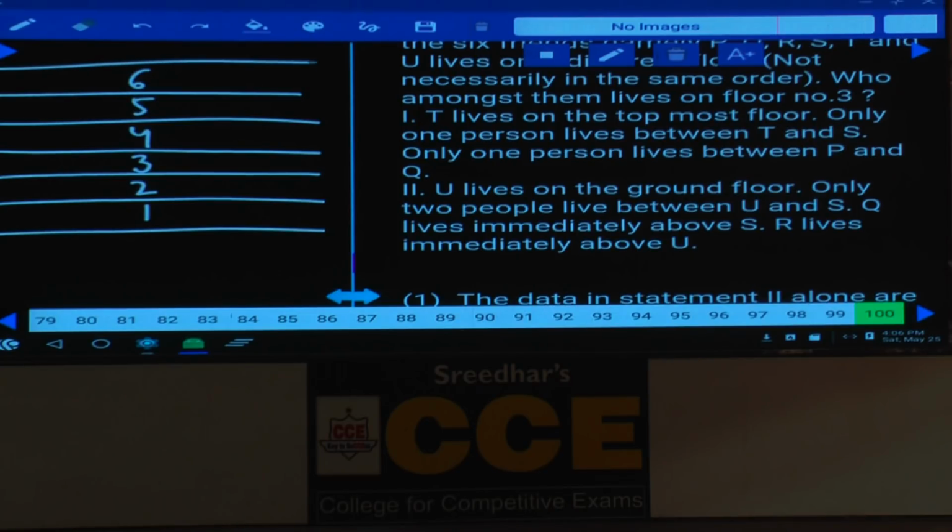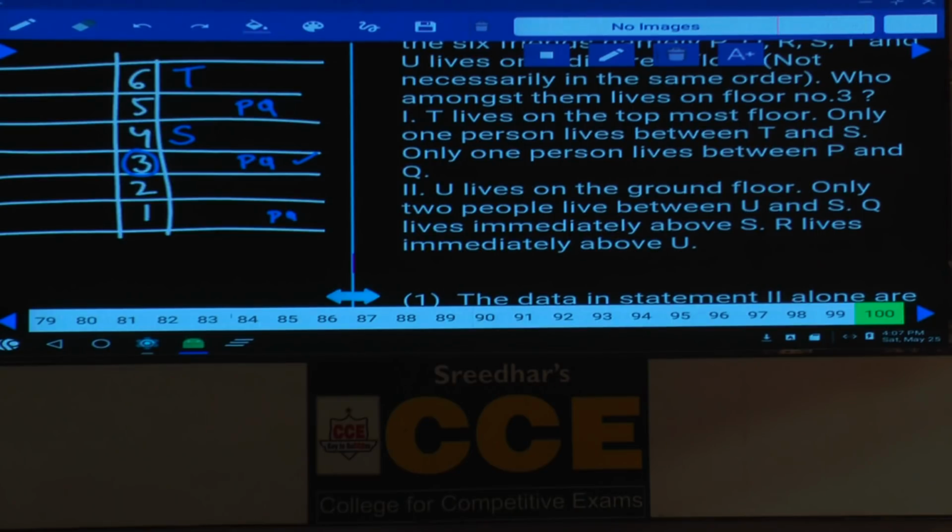This is the information we have. Condition number 1: T lives on the topmost floor, hence T is on the 6th floor. Now the question is about who among them lives on floor number 3. Only one person lives between T and S, S is here, and only one person between P and Q. One person between P and Q, so P and Q can be here, or if they are here, the other person can be here.